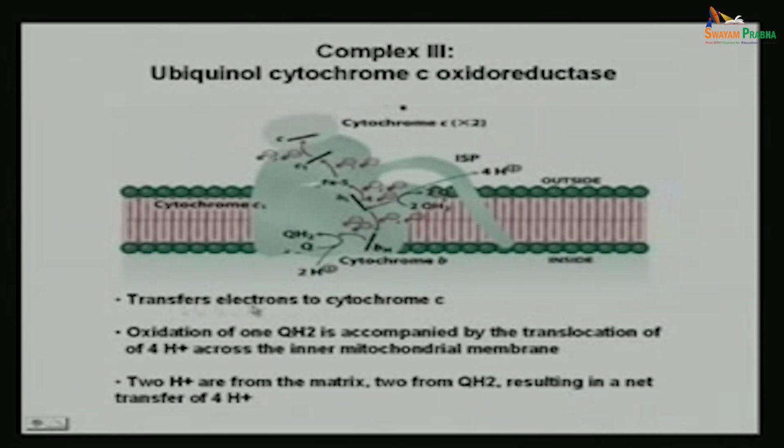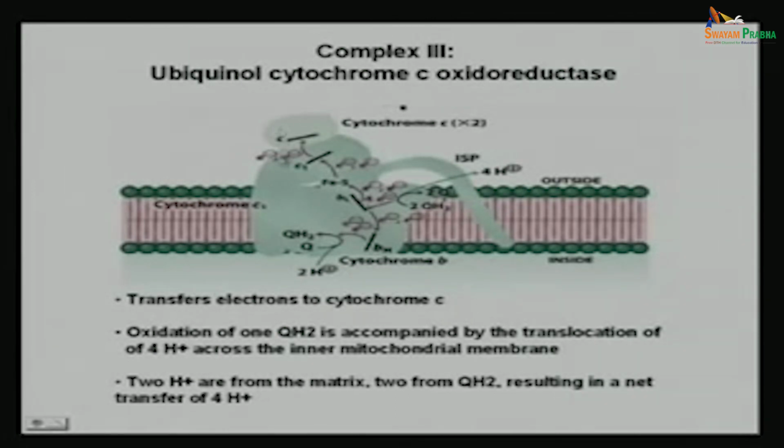Now, the transfer of electrons to cytochrome C from ubiquinol is taking place. Oxidation of one QH2, ubiquinol, is accompanied by the translocation of 4 hydrogen ions across the inner mitochondrial membrane. 2 hydrogen ions are from the matrix and 2 from ubiquinol, resulting in a net transfer of 4 hydrogen ions from the matrix side to the intermembrane space.